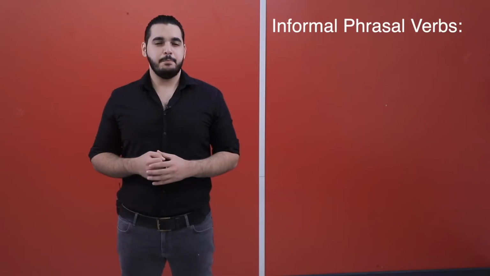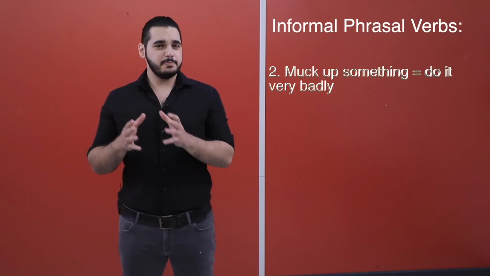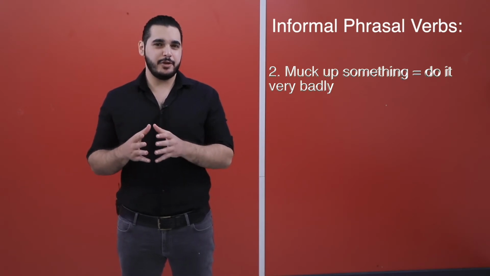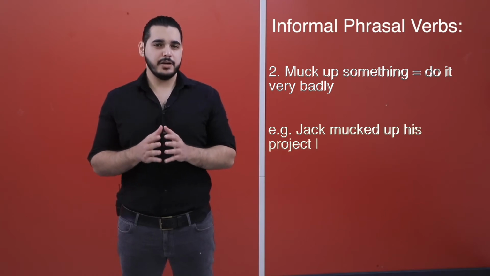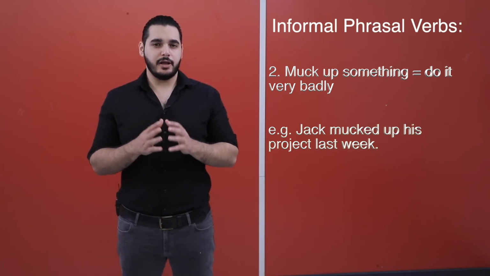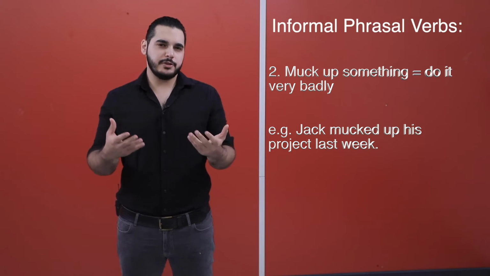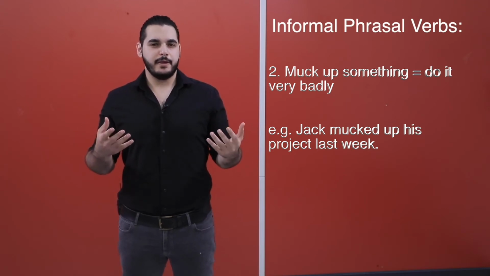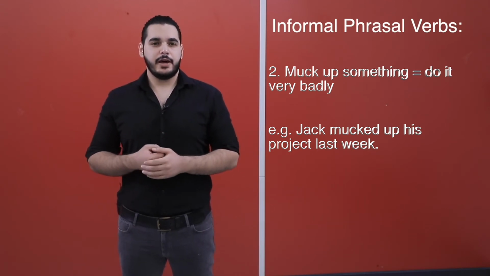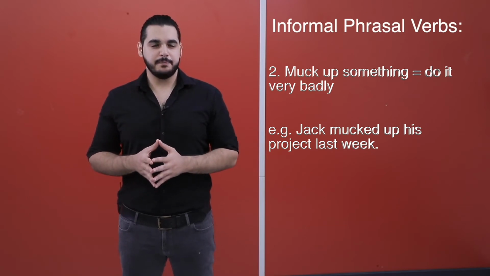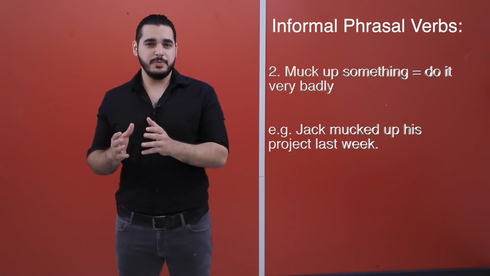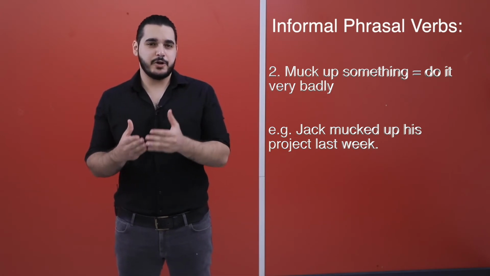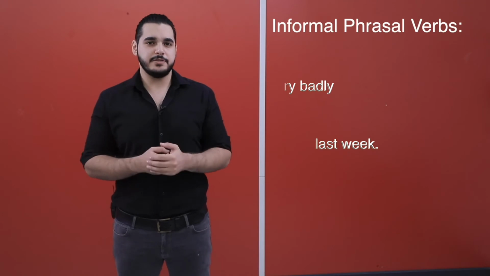Number two informal phrasal verb on our list is muck up. To muck up something means to do it very badly. Let's have an example. Jack mucked up his project last week. Since we know that Susie and Jack don't really agree with each other, Susie will be happy about this. So, what does that mean? Jack mucked up his project, which means Jack did his project badly, or he messed up his project.